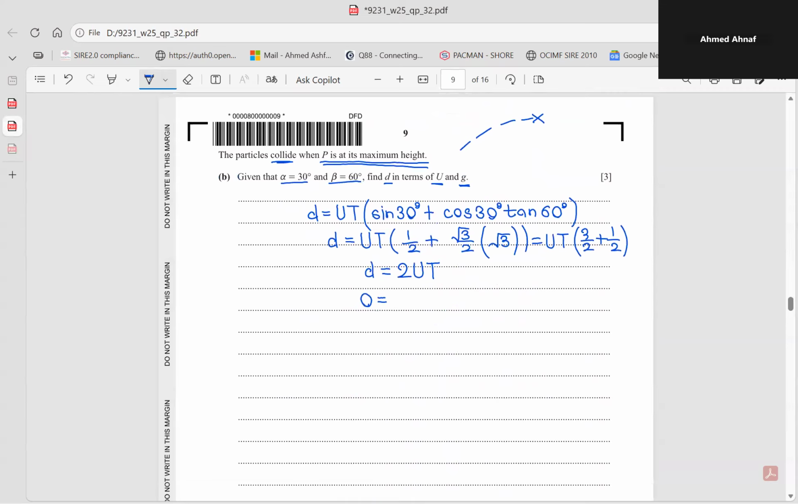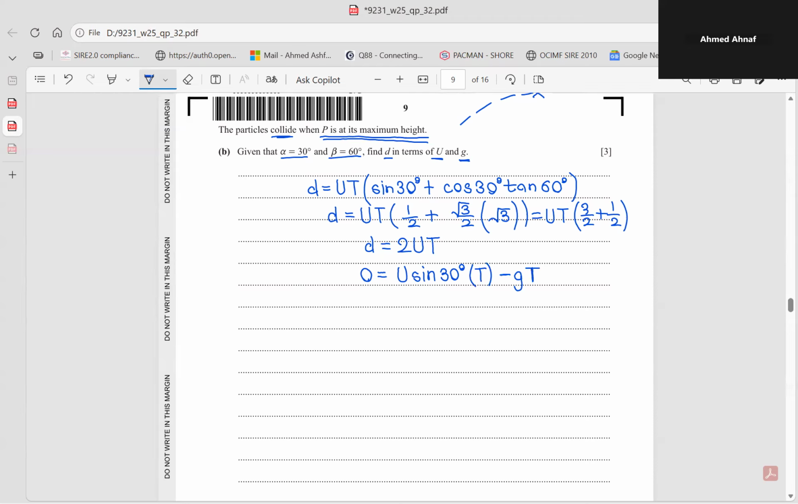I'll just use U sine alpha, so U sine 30 degrees times T. And obviously, A is minus G, because it's going up, but the weight is acting downwards, so therefore acceleration is negative. Yeah, minus G times T.